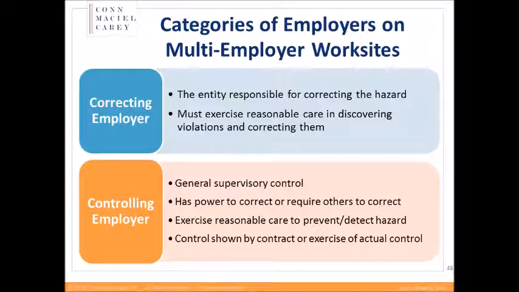The extent of the measures that the controlling employer needs to take will be dependent on the circumstances of the particular work site. OSHA will consider such things as the scale of the project, the nature and pace of the work, as well as the controlling employer's knowledge of the other contractors and subcontractors on site and their safety history. So if the controlling employer knows that a particular contractor has a poor safety history, then exercising reasonable care in that case would require greater supervision by the controlling employer.